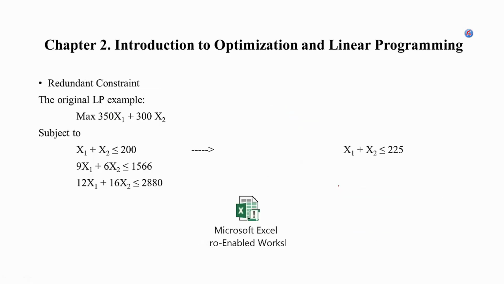Now we discuss another possible scenario, where we have a redundant constraint. A redundant constraint means a constraint that does not have any effect on the feasible region of the problem. Now suppose we change the right hand side of the first constraint from 200 to 225, and see what the effect of this change is.